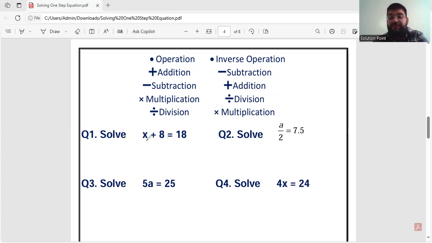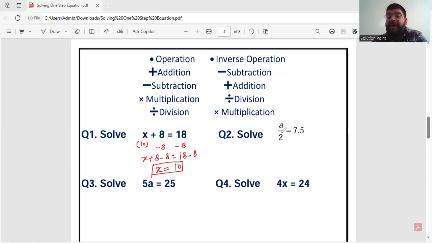In the first question, we need to solve x plus 8 equals 18. We need to think of a number in which when we add 8, we will get 18 as our answer. So obviously the value of x will be 10. Now doing it the other way, when we apply the inverse operation, we need to isolate this x. So we need to get rid of this plus 8, which means subtracting 8 on both sides. This becomes x plus 8 minus 8, and this becomes 18 minus 8. So the value of x will be 10.